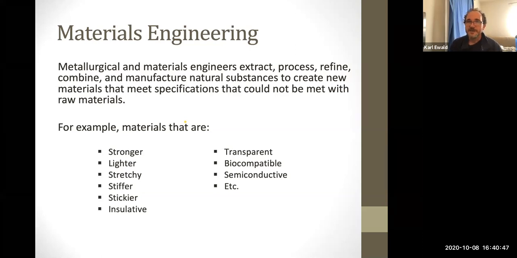oftentimes when you're in other fields of engineering like mechanical engineering, the thing that is preventing you from taking the next leap is the materials. You don't have the right material. It doesn't provide the performance that you're hoping for. So we end up getting stuck there. And that's what materials engineers are specialists in: trying to find a combination of materials, or a composite, that will give you all of the properties that you're hoping to get.